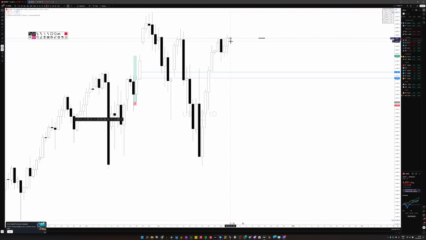So tomorrow is Thursday. We could easily run this high. I'd have to go check the calendars and see if we have any news to send us higher.